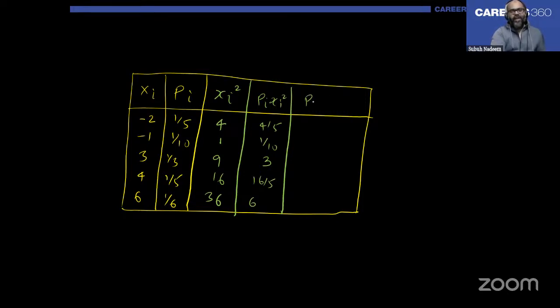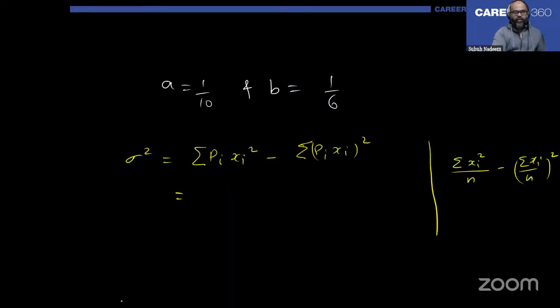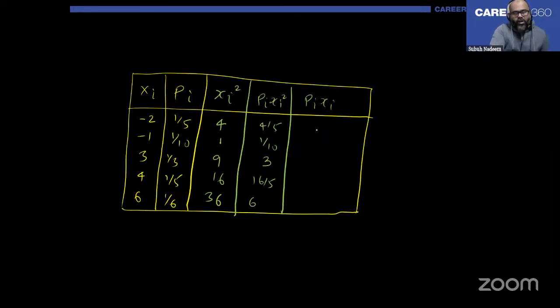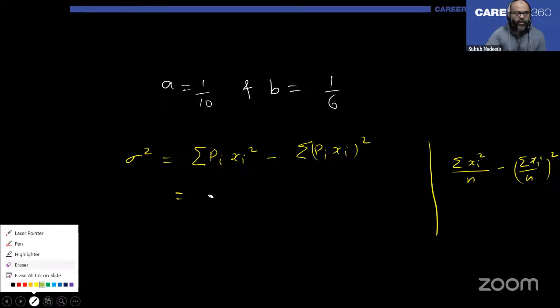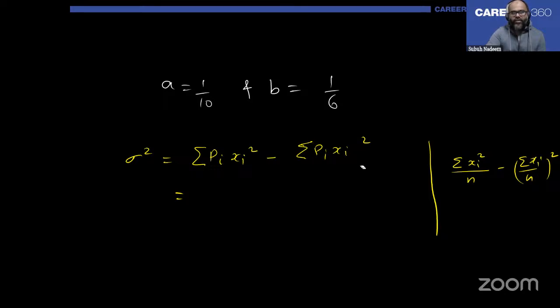Another term which we need is pi xi. So it will be -2 by 5, and then -1 by 10, then 1, then 4 by 5, then 1. So this is pi xi. Now we have sigma of pi xi square minus sigma of pi xi whole square. Actually this is the mean, so this is the whole square of the summation, that is the square of the mean.